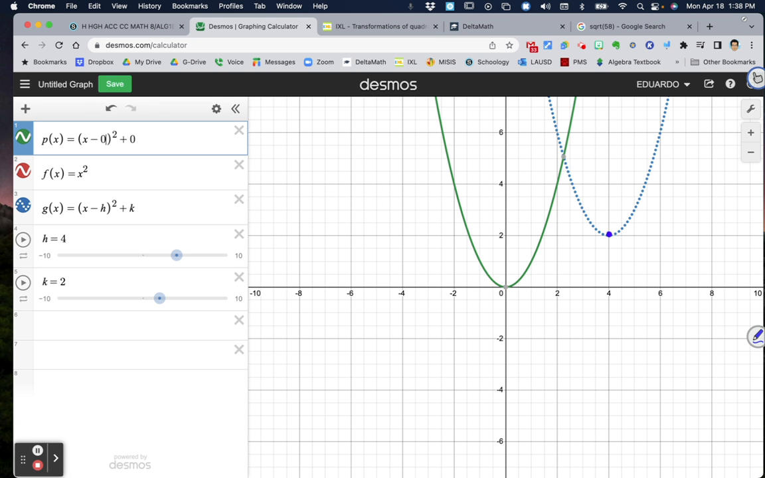Okay. How about the inside 0? What does it become? I see a 4 for H. Is it plus 4 or minus 4? Minus 4. Let's test it out. Okay. What was the K value going to change to? And there it goes. So the equation would be X minus 4 squared plus 2. Okay.